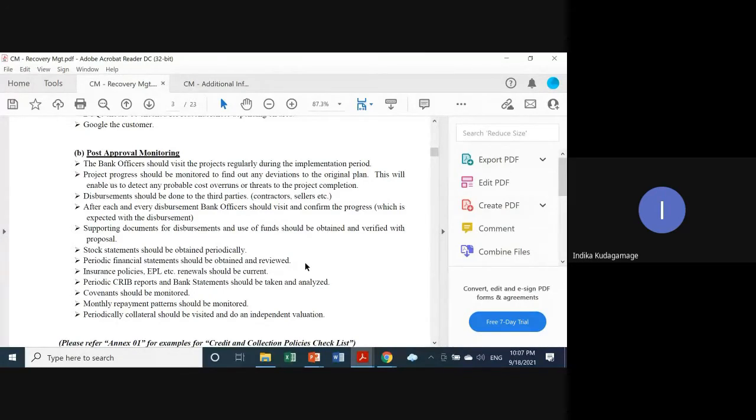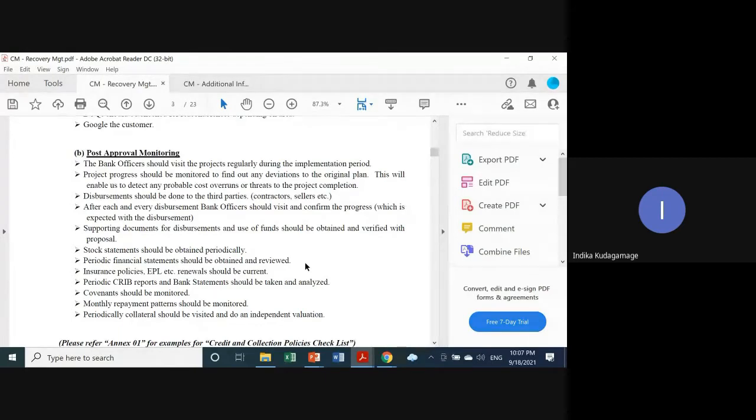So you will come to know whether they have taken money from another bank. Are there any payment delays? From the reports, you can know. So do an annual review, so you will know the exact position of the customer.